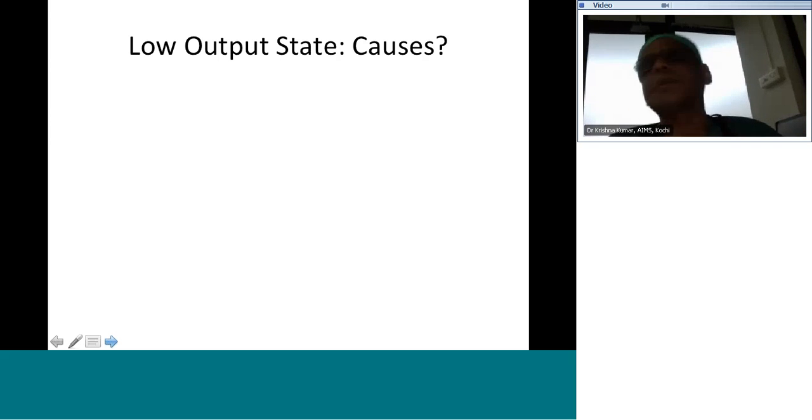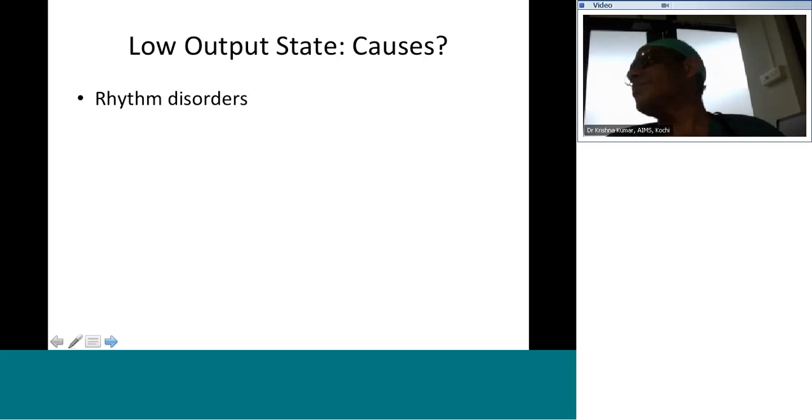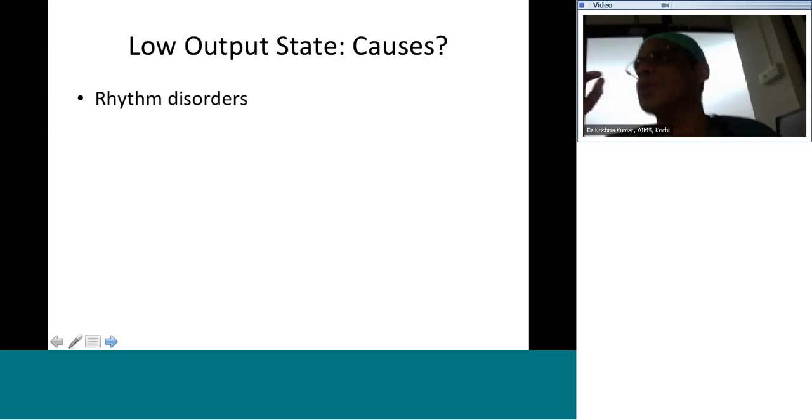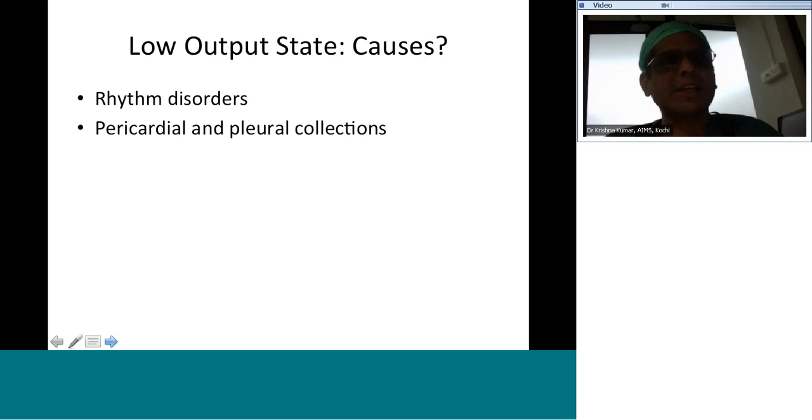But before that, rhythm. I mentioned that the heart rate is 180 per minute. The first thing you'd like to rule out is a junctional ectopic tachycardia, which in these circumstances will produce low output state because of the fact that tetralogy, the post-operative state, is very dependent on atrial kick. Pericardial and pleural collections, even pleural collections, if they are very substantial, can produce a low output state without actually there being a pericardial collection.